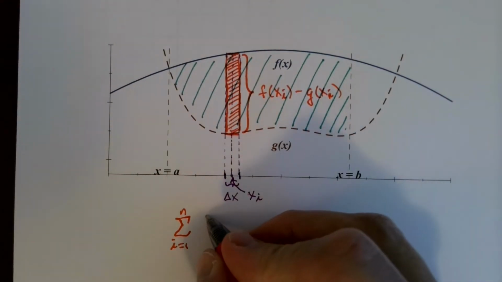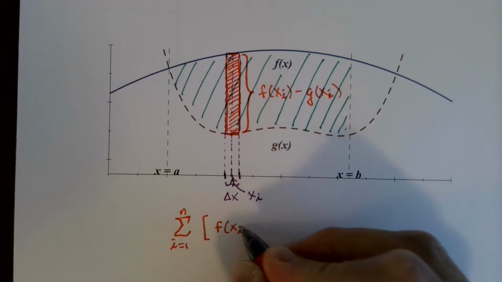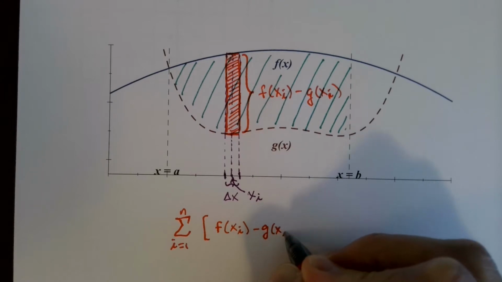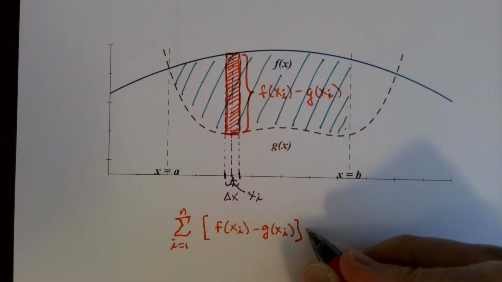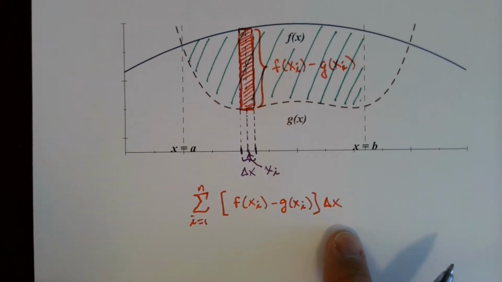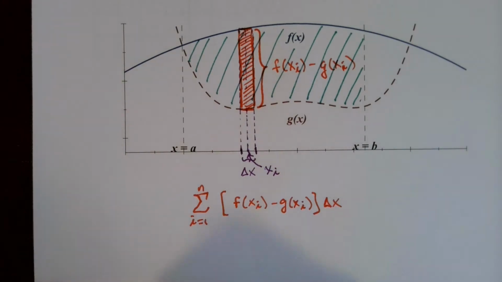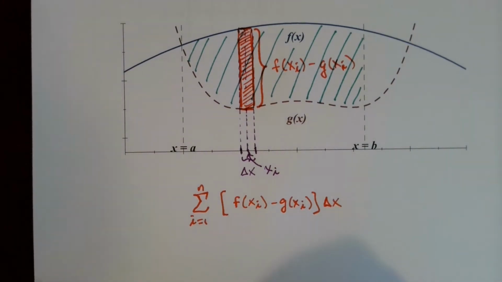And so our Riemann sum would be the height of the rectangle, f of x sub i minus g of x sub i, times our width delta x, right? So there's our approximation. If we add all n of these subintervals up, there would be the approximation for the area. Then what do we do to get a better approximation?